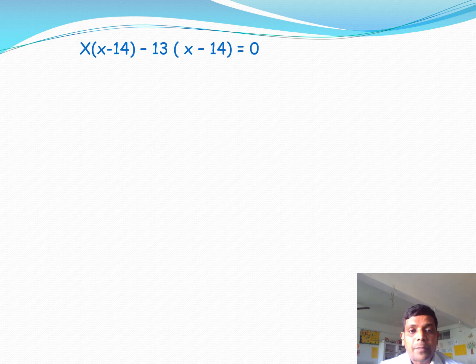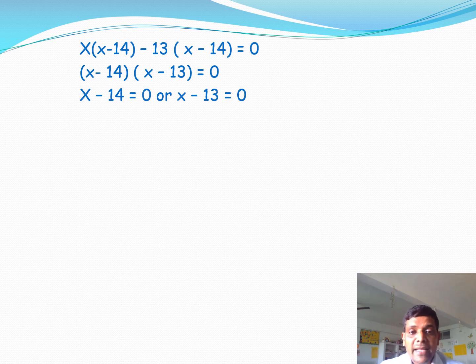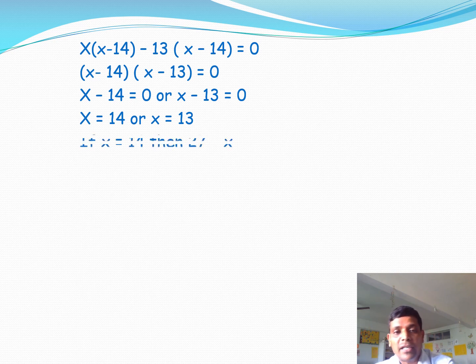Now x is the common factor, remaining x minus 14. Next, minus 13 is common, remaining x minus 14. Now x minus 14 is common, remaining x minus 13 equals 0. So x minus 14 equals 0 or x minus 13 equals 0. x minus 14 equals 0 means x equals 14, or x minus 13 equals 0 means x equals 13.